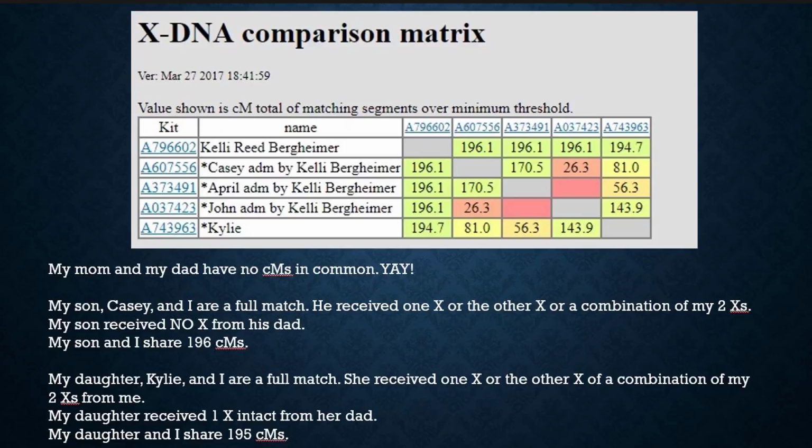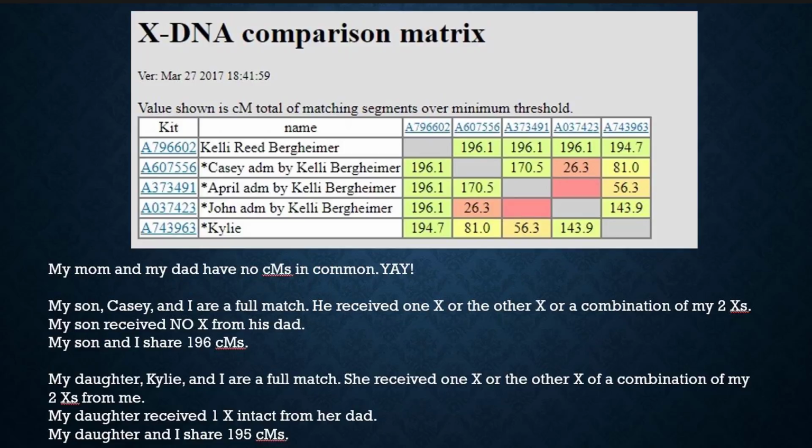My son Casey and I are a full match. He got 1 X from me. The other X is a combination of my 2 X's. My son received no X from his dad, and he and I share 196 centimorgans, so that's as expected. My daughter and I are a full match, even though we're slightly off from that 196. She's at 194 or almost 195.